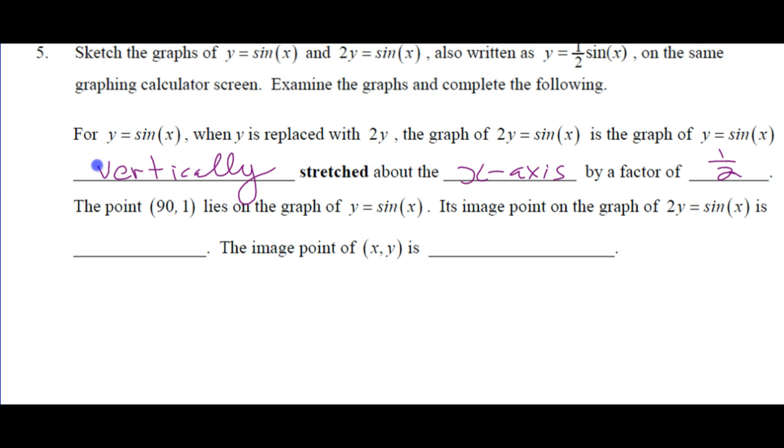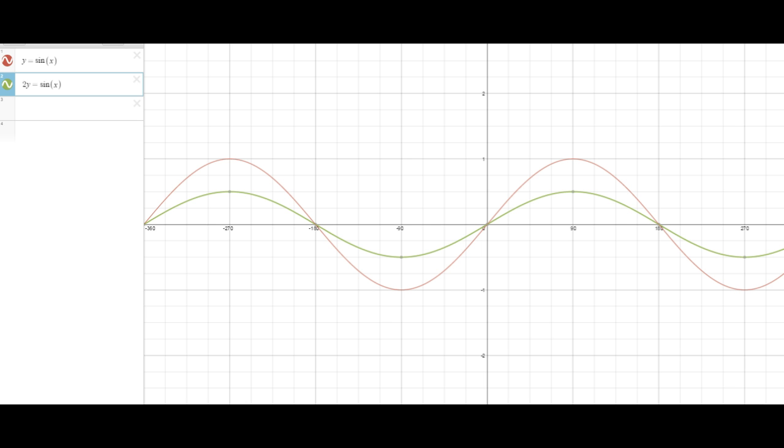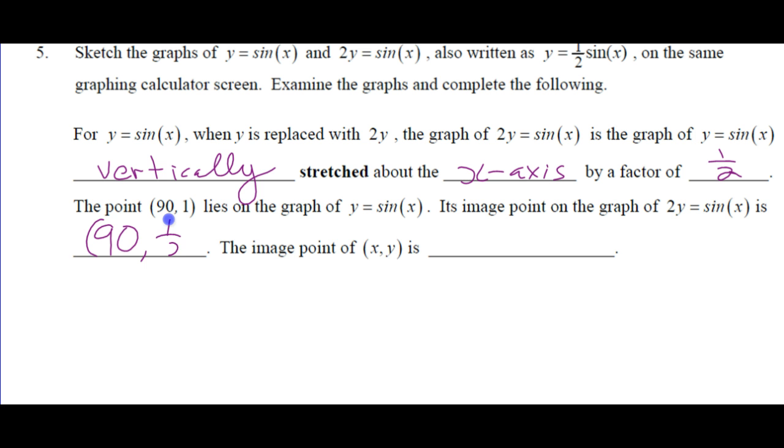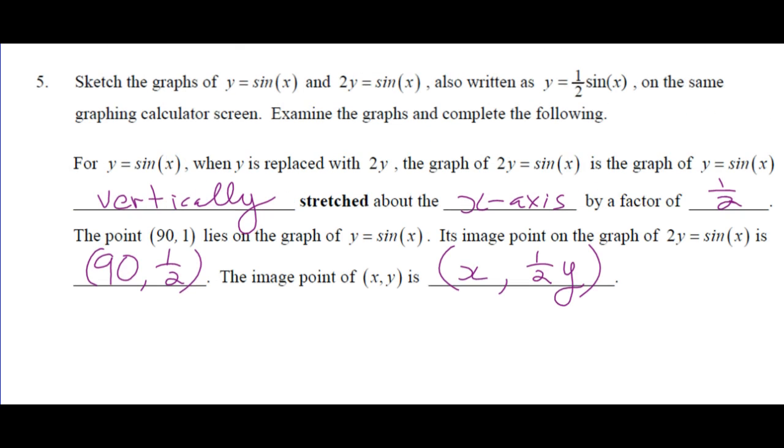Its image point on the graph 2y equals sine x is, so what's the image point? 90, and now we're at 1/2. Let's just pop back here. So at 90, we're 1/2. What's the scale there? 1, 2, 3, it's like quarters, so a quarter, half. So 90, 1/2. The image point of (x, y) is (x, 1/2 y). So we just take a half of the y value. Good.